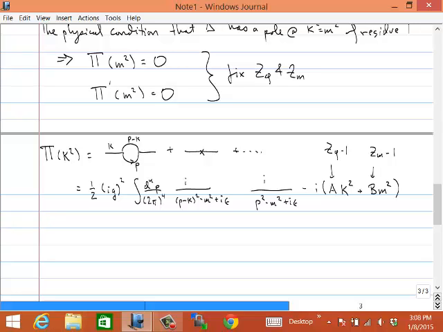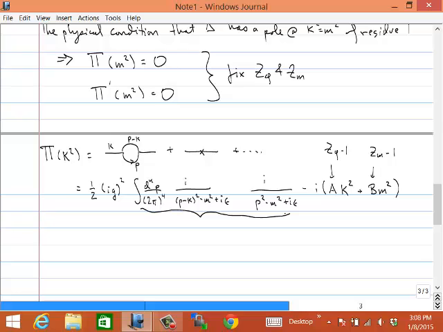I've written down a formula for pi, and I've written down the physical conditions that we impose, namely that pi and its first derivative vanish when k squared is equal to m squared. All I'm going to do now is introduce some calculational techniques that we use in order to simplify and understand this expression. But before I do so, let me pause and see if there are any questions. Great. Okay.